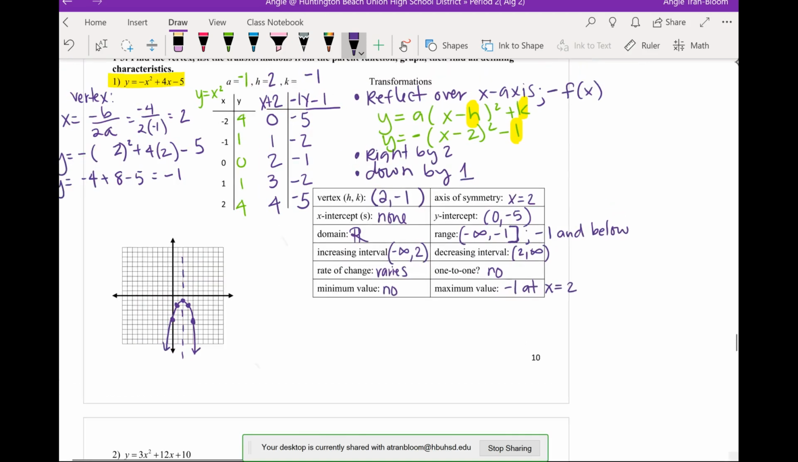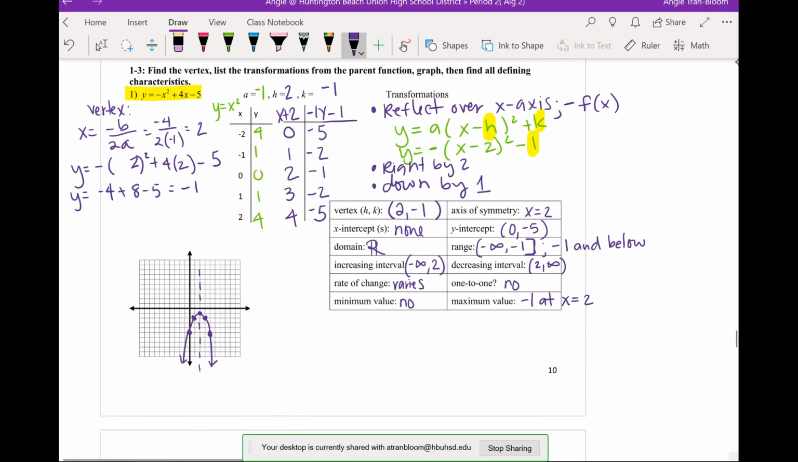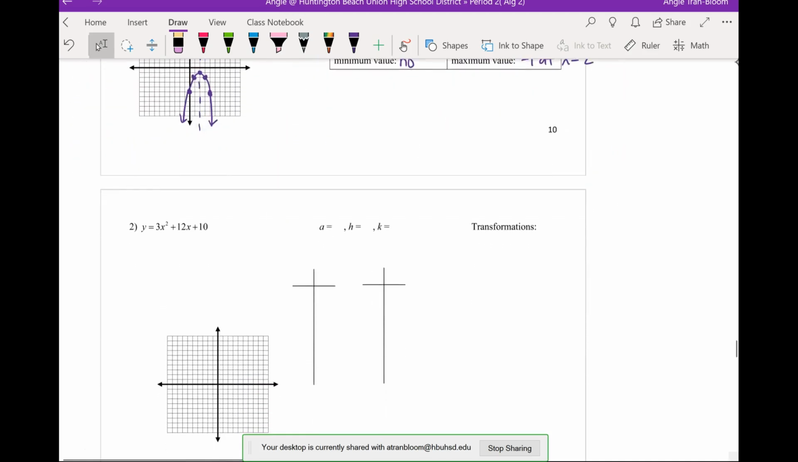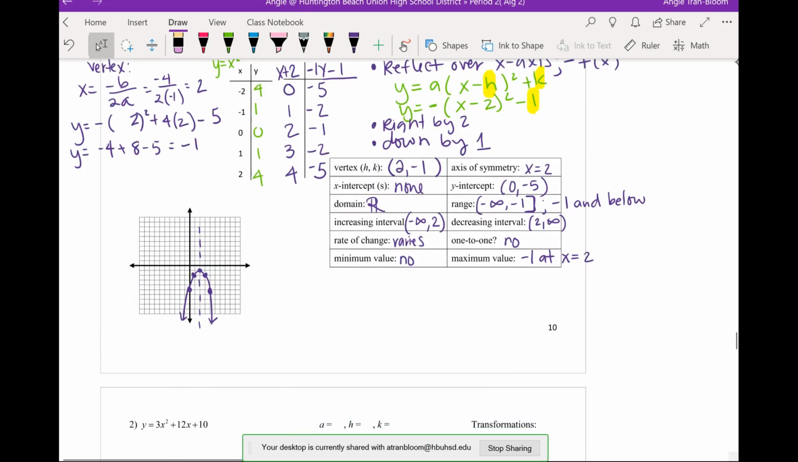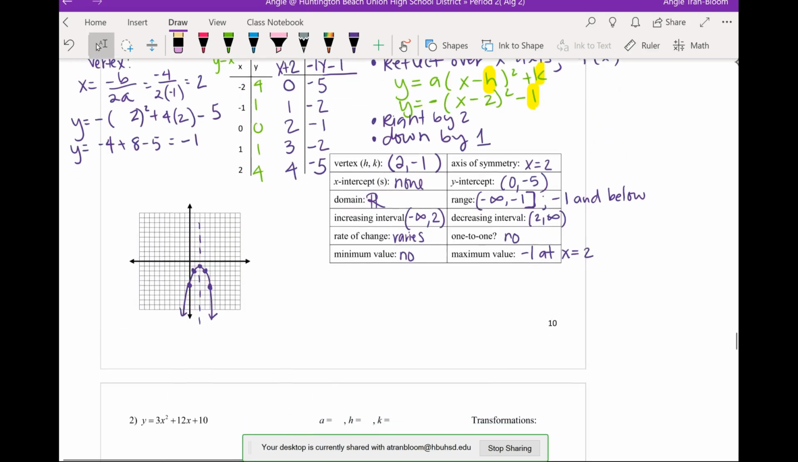Okay, I believe we found everything that's asked. Go to number 2. I'm going too fast, here it is. Number 2, what's your given, Miss Kennedy, what's the given quadratic equation for number 2? 3x squared plus 12x plus 10. Beautiful. Great job. Here we go.